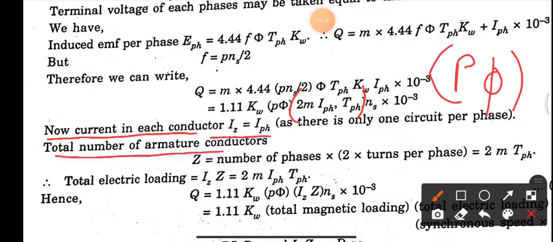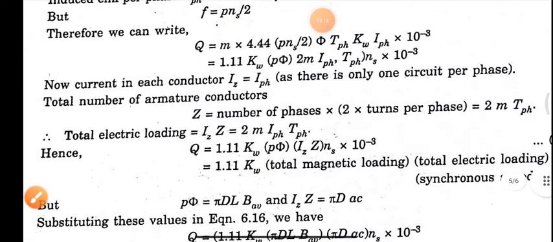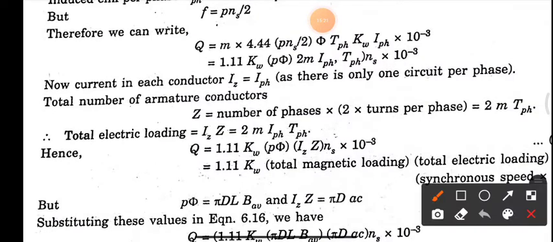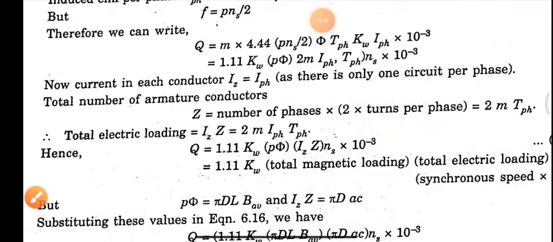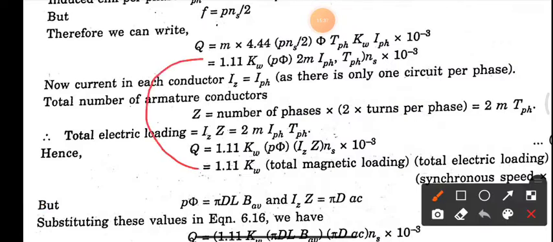Now the total number of armature conductors is denoted by Z. So Z is nothing but number of phases into 2 into turns per phase. The number of phases is M and the number of turns per phase is TPH, so Z is 2M TPH. The total electric loading is given by Iz into Z. Now Iz will be equal to Iph, and Z we have derived as 2M TPH.